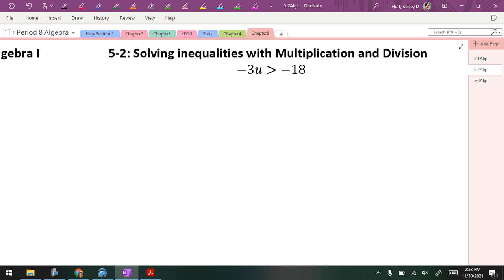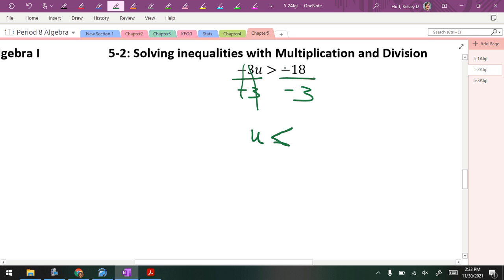Here, I should divide by negative 3. 2 negatives and my 3's cancel. U is less than 6. Why did we flip it that time? The number I divided by is a negative 3. It doesn't matter what your answer is. It's what you actually divided by.